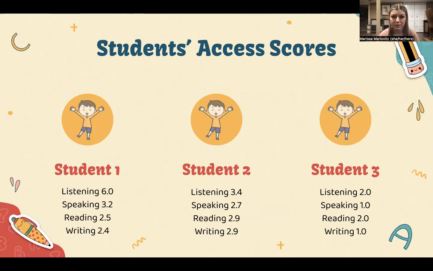Student 1 is at a listening 6.0, speaking 3.2, reading 2.5, and writing 2.4. Student number 2 is at a listening 3.4, speaking 2.7, reading 2.9, and also writing 2.9. And then student number 3 actually just moved here from Mexico back in February, and this is now the beginning of May. So he's at a listening 2.0, speaking 1.0, reading 2.0, and writing 1.0.